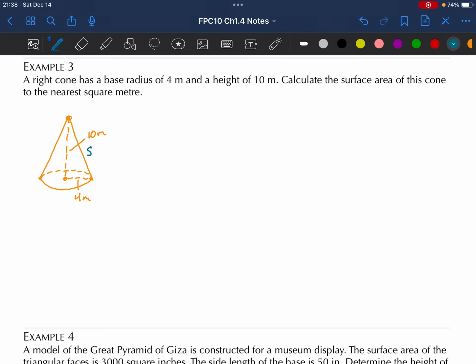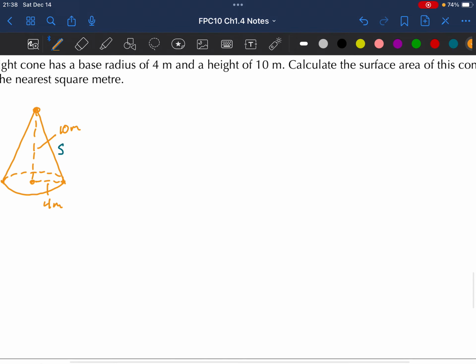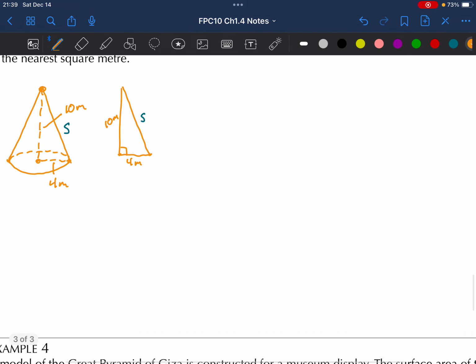So to figure out my slant height, I'm going to use Pythagoras' theorem again. So I'm going to draw out this triangle. I've got my triangle here. This is 10 meters, this is 4 meters, and this is my slant height. So again, I can use this modified form. Height squared plus radius squared is equal to my slant height squared. So I do 10 squared plus 4 squared is equal to s squared.